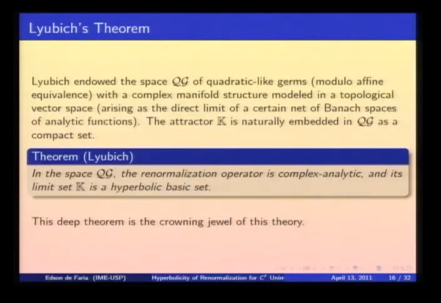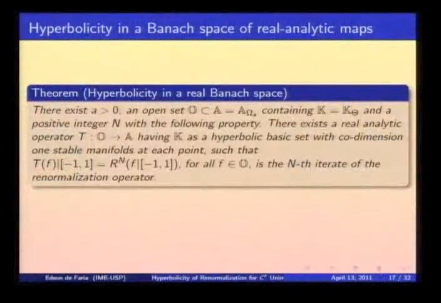Now, this deep theorem is the starting point of our story. We take this and we do something with it. First of all, we have to transport this hyperbolicity statement, this hyperbolic basic set structure, from this crazy Lyubich space to a more manageable space, which is a Banach space. So the first theorem we prove is that we have such a situation. We have an open set in a Banach space, which is the Banach space I had defined before for this neighborhood omega sub A. So there exists an A.